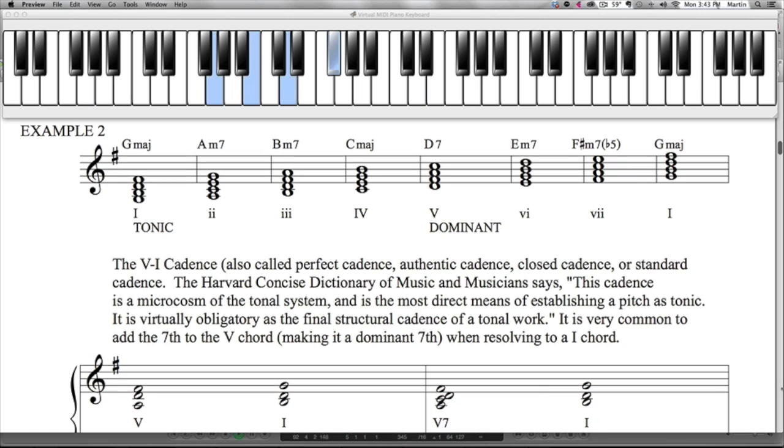So that's the 1. Here's the 2. Again, that top note, 1, 2, 3, 4, 5, 6, 7. Here's 3. 1, 2, 3, 4, 5, 6, 7. So you get the point. 4 chord, 5 chord, 6 chord, then the 7th chord, and then finally back to the 1 chord.